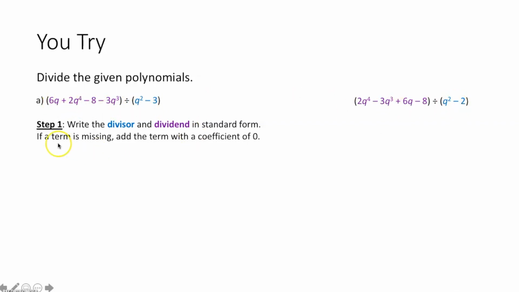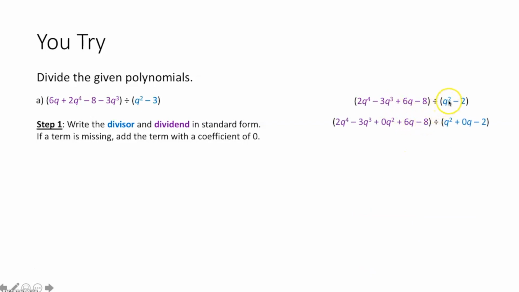Cool. But now we also need to figure out, is there a term missing? And if there is, we add that term with coefficient of 0. So we got q to the 4th, q to the 3rd, q to the 1st. Oh, we're missing a q to the 2nd. So this will be 2q to the 4th minus 3q to the 3rd plus 0q to the 2nd plus 6q to the 1st minus 8.